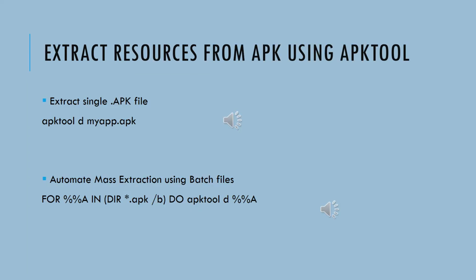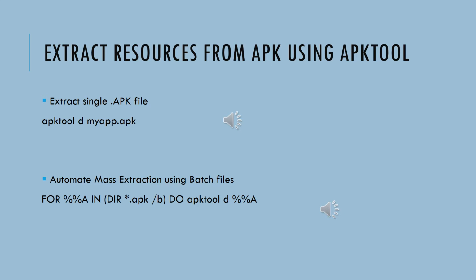So this is how we used the APKTool. To extract a single APK file, you can just run this command in the command prompt, wherein myapp.apk is the file that we're trying to unzip.